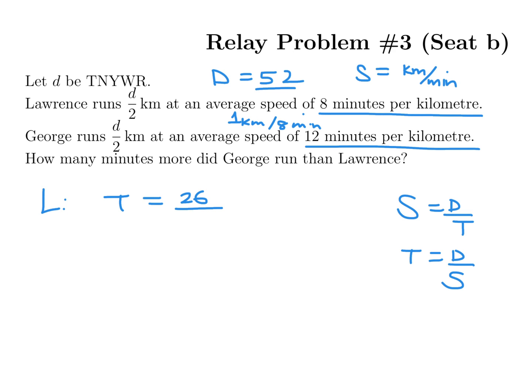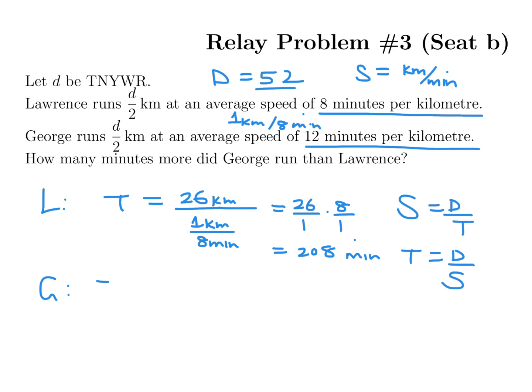So this is 26 kilometers over 1 kilometer per 8 minutes. So when you invert and multiply, you'll get 26 over 1 times 8 over 1, and that's going to be 208. 208 minutes.